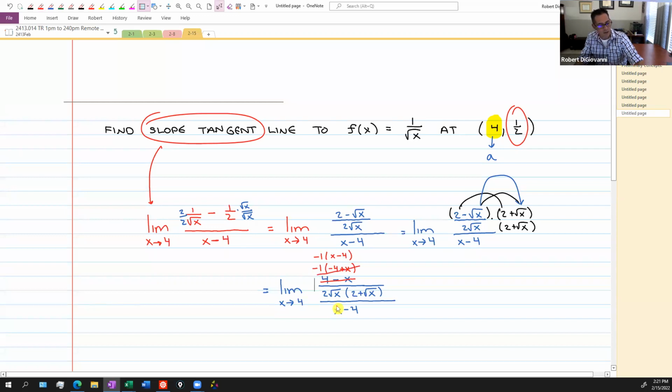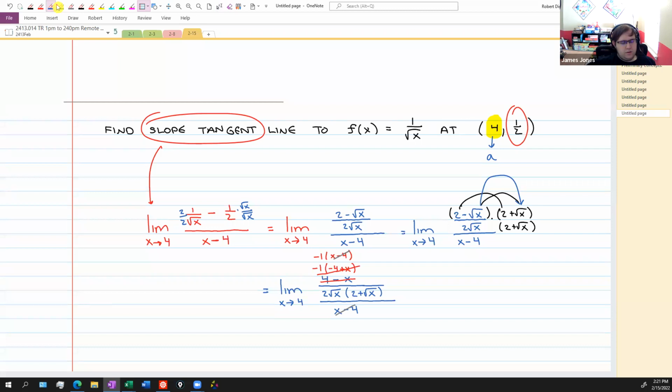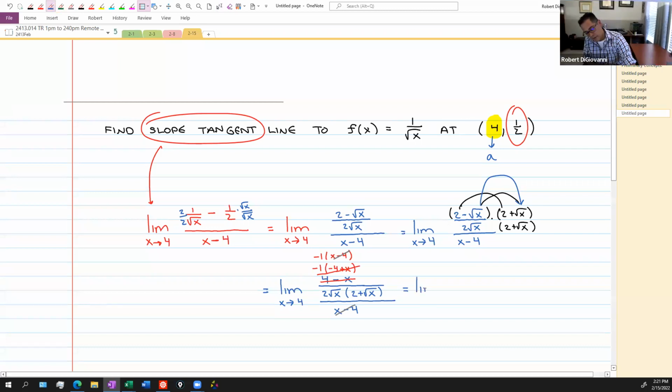And now do you see, James, they'll cancel? Yes. Okay. Which will leave us with, let's see, we still have the -1. Do not lose that -1. That was very common on the test. People would lose that -1. So we have a -1 on top. And then below that, we've got this thing right here: 2 root x, parenthesis, 2 plus root x.